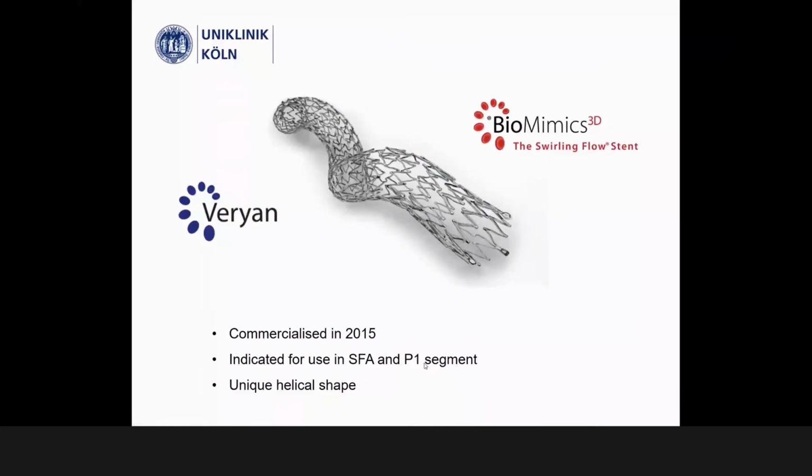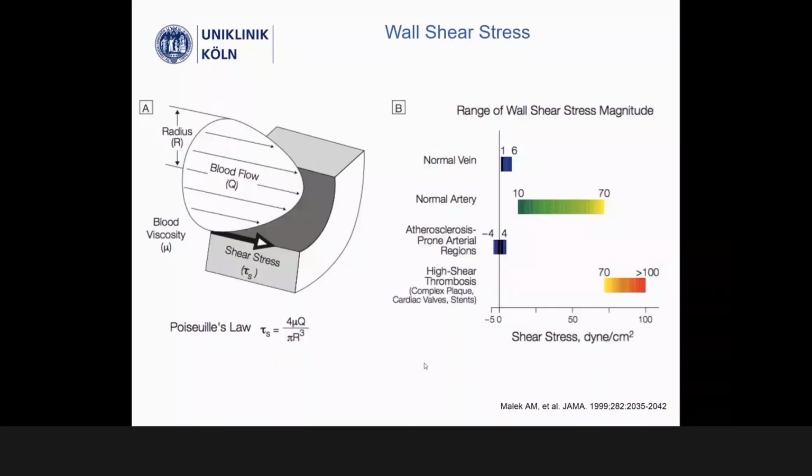As you all know, the 3D biomimic stent was commercialized in 2015. It's indicated for use in the SFA and the P1 segment. And yeah, it is known for its unique helical shape, which distinguishes this kind of stent from any other stent being used in this area.